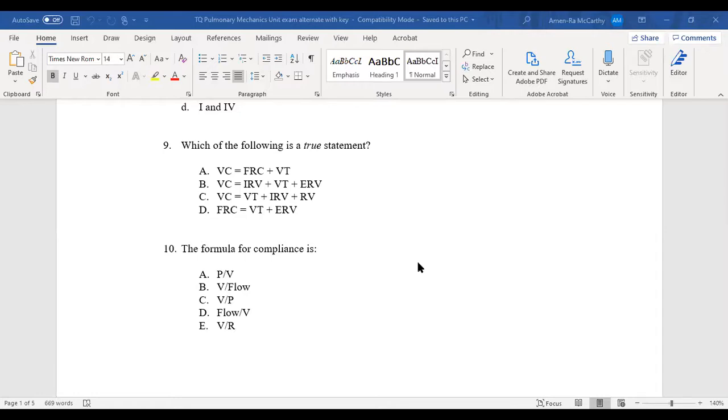All right, it's B. We just had that one earlier. Vital capacity is IRV plus VT plus ERV. It's B. Should be B, Miss Tabor.